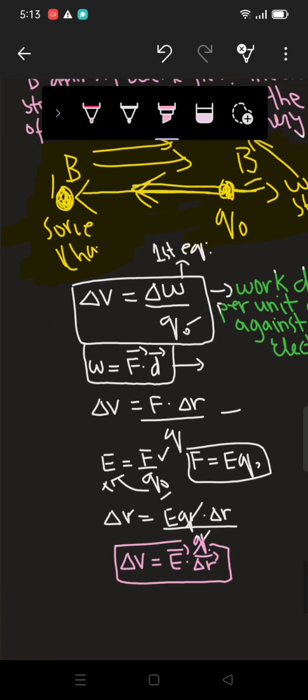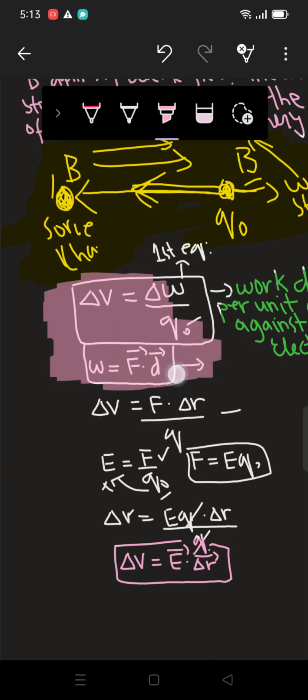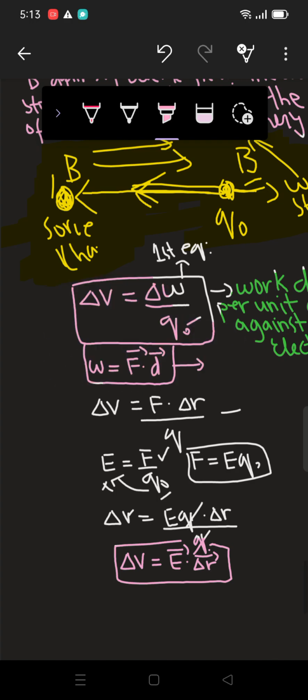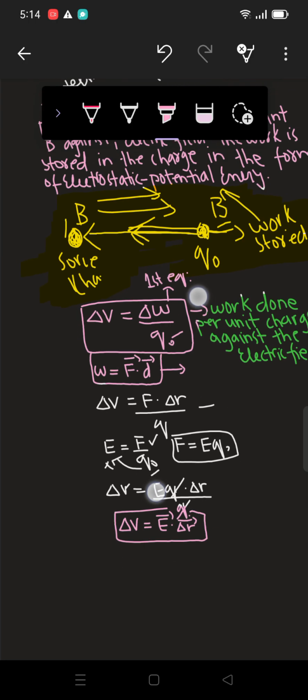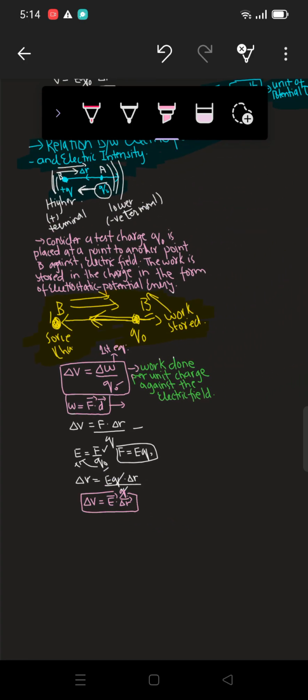So this was all for today. In today's video we have discussed the relation between the electric potential and the electric intensity, and this is the second time we have derived the formula for the potential difference. In the next video we're going to see the magnitude of it, and I'll introduce you to the potential gradient.